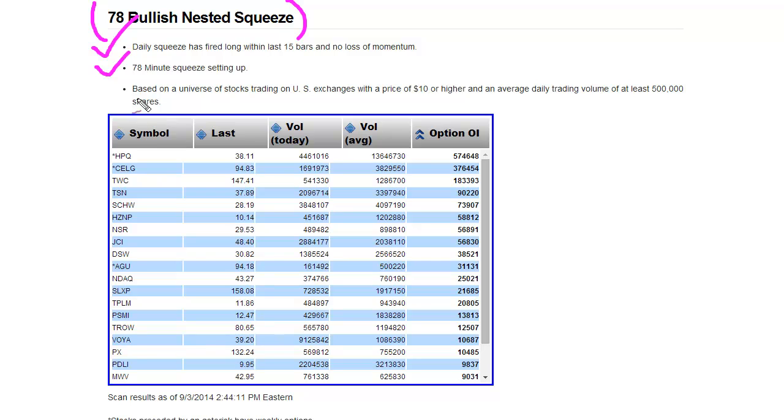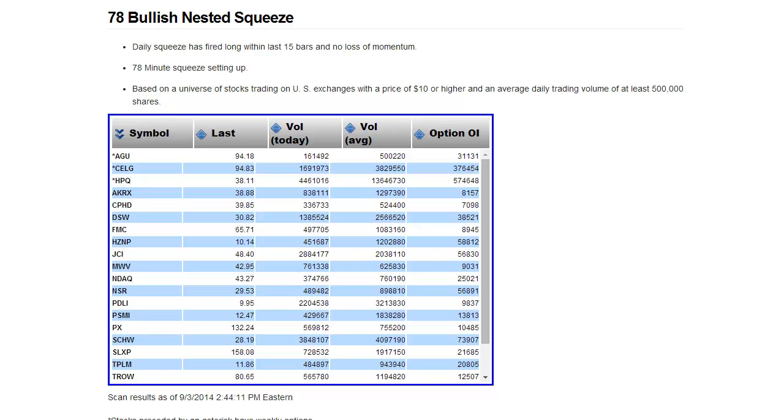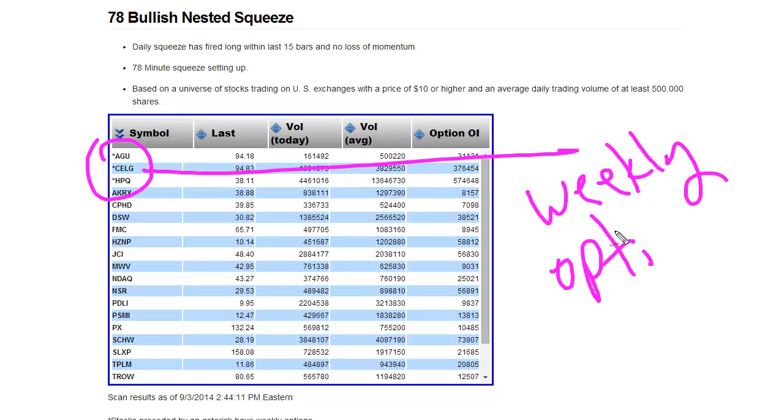What we did is base this on the universe of all stocks trading on the U.S. exchanges with a price of $10 or higher and an average daily trading volume of around 500,000 shares. That just eliminates a lot of the crap out there. What's cool about this is that here's HPQ, and these are all optionable stocks, so it's that universe. You can sort by open interest, so the highest open interest stocks. What I typically like to do is sort by the name, and then anything with an asterisk will appear first. Anything with an asterisk trades weekly options, so you know that there are some different strategies you could do on that.